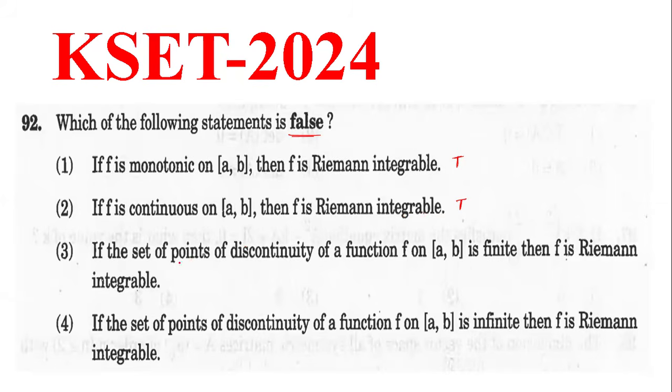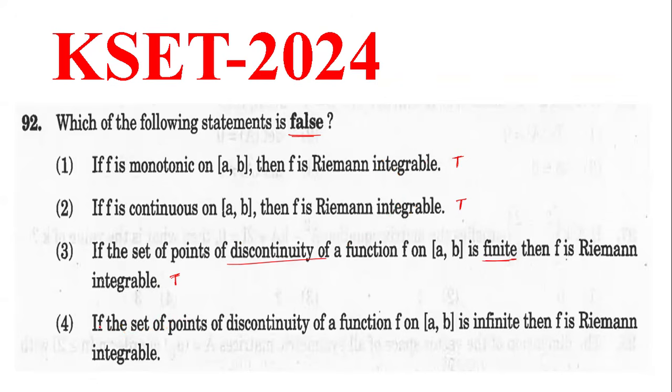Next, if the set of points of discontinuity of a function f on the closed interval AB is finite, then f is Riemann integrable. I also discussed this in the above question. This is a true statement. If the set of points of discontinuity is finite, then the function is Riemann integrable. These are all true statements. Remaining one.